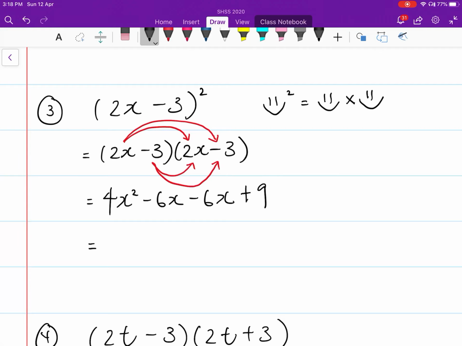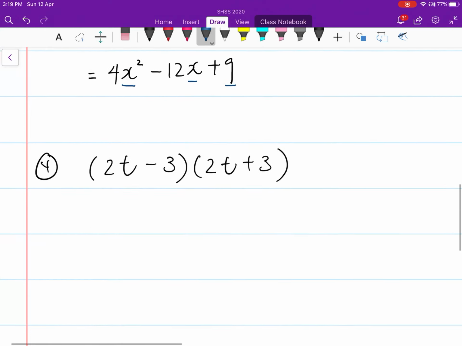From here, let's not forget to simplify the expression. Take a look at the like terms. Minus 6x minus 6x will give us minus 12x. So 4x squared will remain as 4x squared. This will become minus 12x, and the last term is positive 9. Okay, there are no more like terms. We cannot simplify them further. X squared, x, and the number are all different terms. We cannot simplify them together.